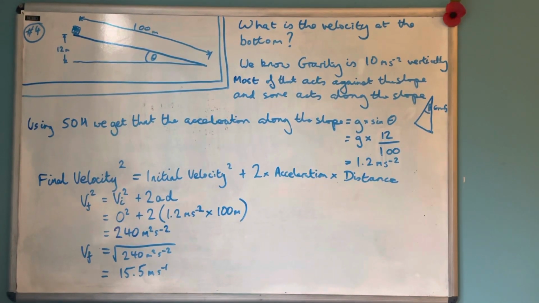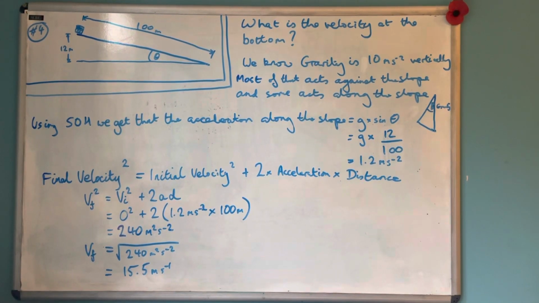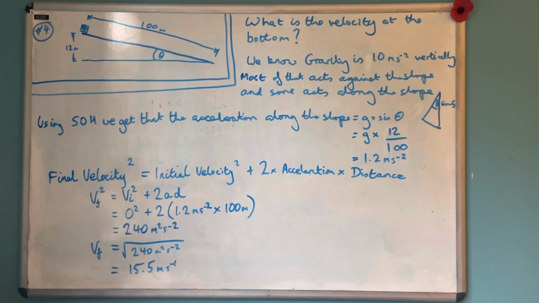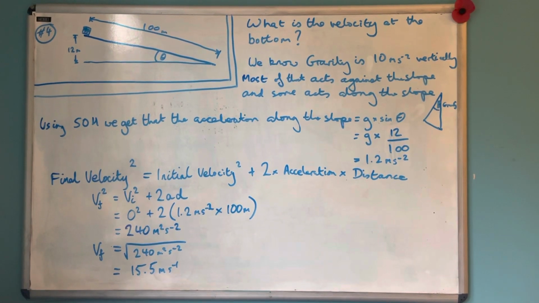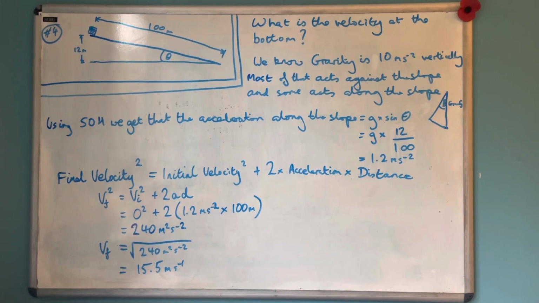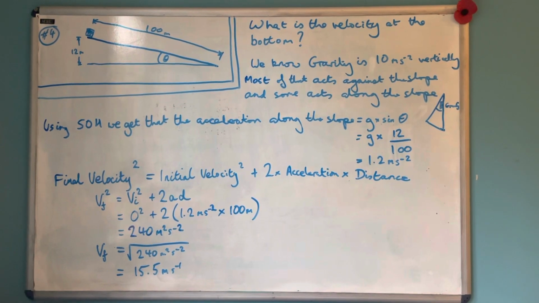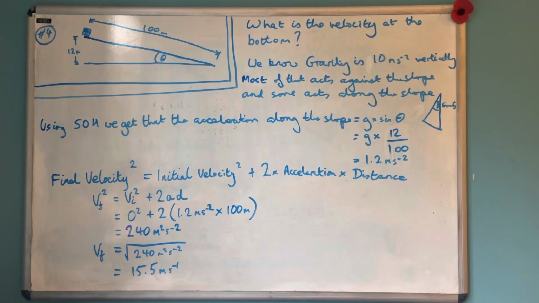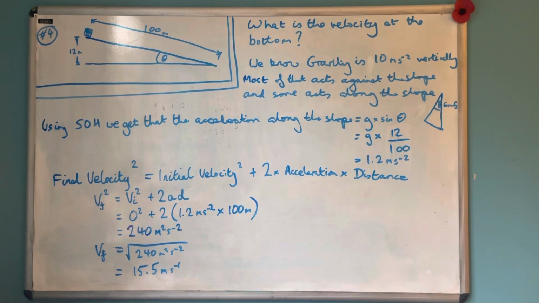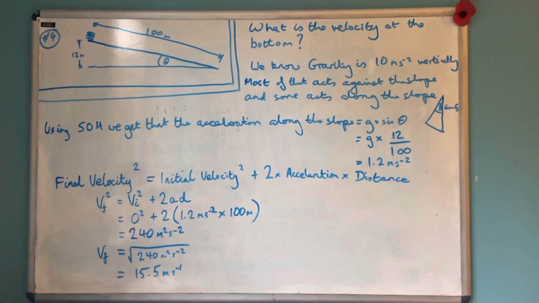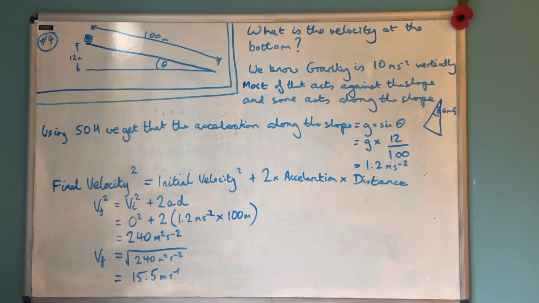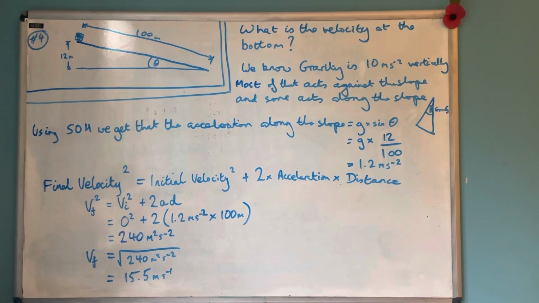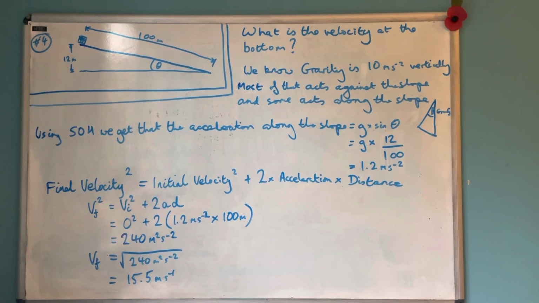Number 4. So again, in the box at the top, you've got what we were given, that there's a sled which weighs 1,250 kilograms and a slope of 100 meters and a drop in height of 12 meters. And they're asking what is the velocity when the sled reaches the bottom, and we're assuming no friction.